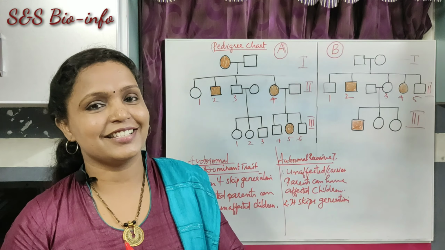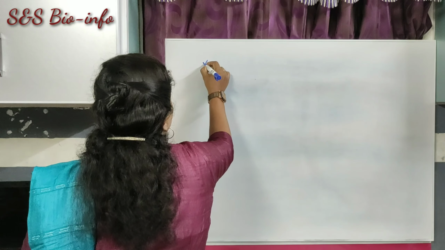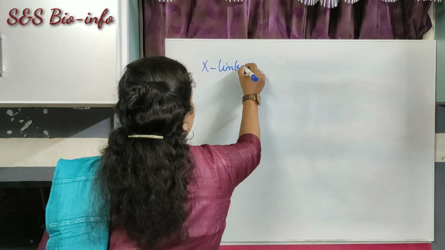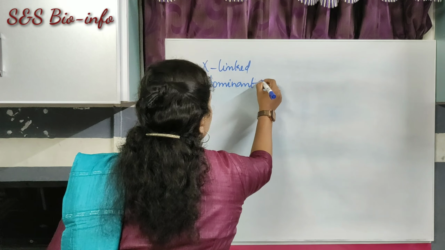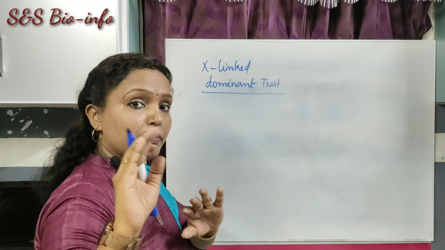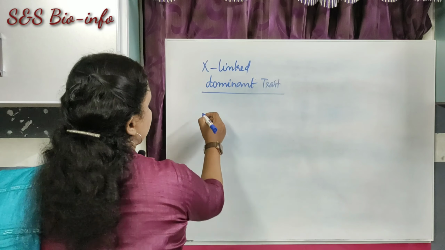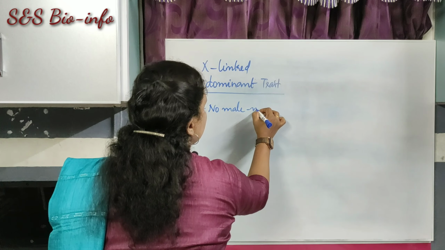The next one is the X-linked dominant trait. In this case, there is no male to male transmission of the trait. First clue: no male to male transmission.